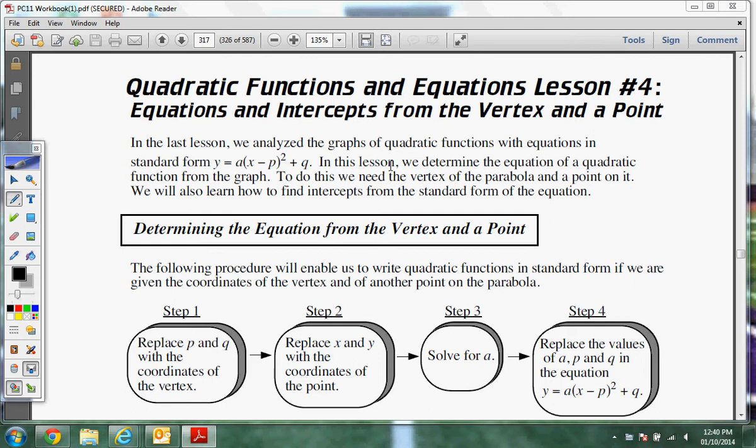So we have equations and intercepts from the vertex and a point. This is Unit 3, Lesson 4. In the last lesson, we analyzed, in standard form, what the A does, what the P does, and what the Q does. Okay, so here are the steps for what we're talking about.